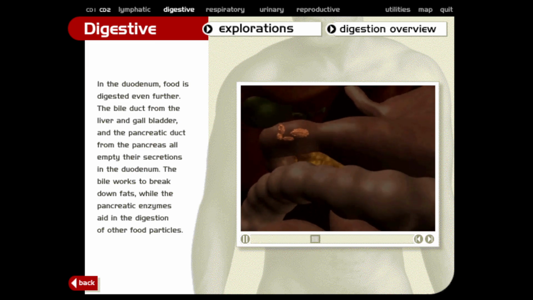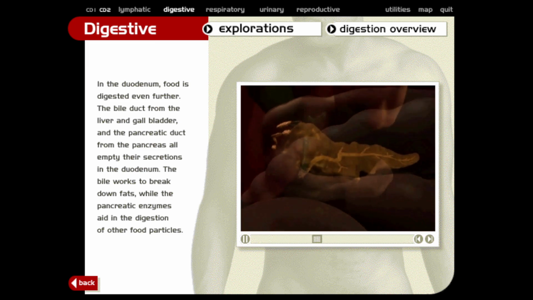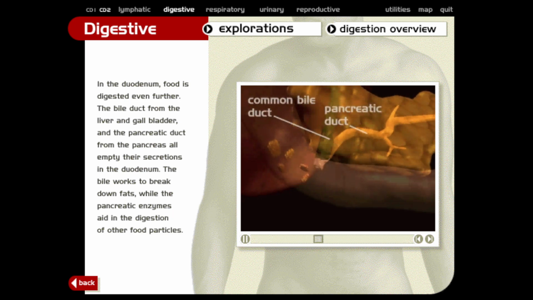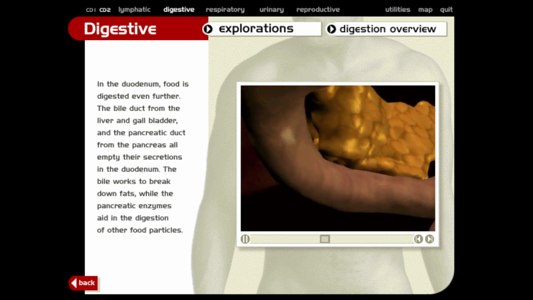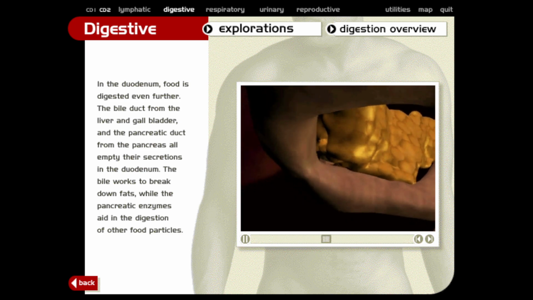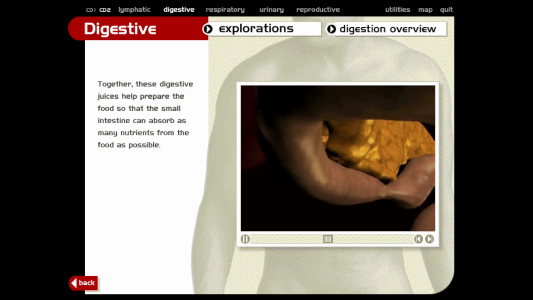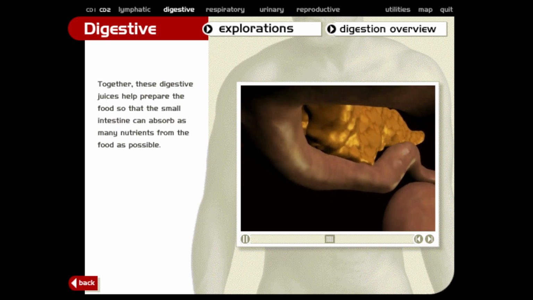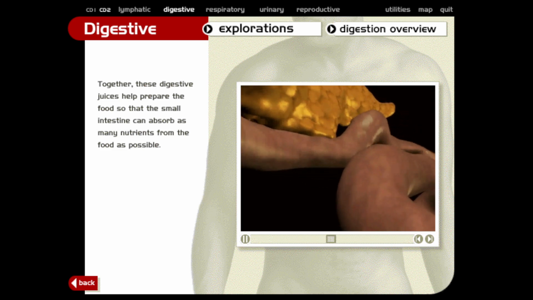In the duodenum, food is digested even further. The bile duct from the liver and gallbladder and the pancreatic duct from the pancreas all empty their secretions in the duodenum. The bile works to break down fats, while the pancreatic enzymes aid in the digestion of other food particles. Together, these digestive juices help prepare the food so that the small intestine can absorb as many nutrients from the food as possible.